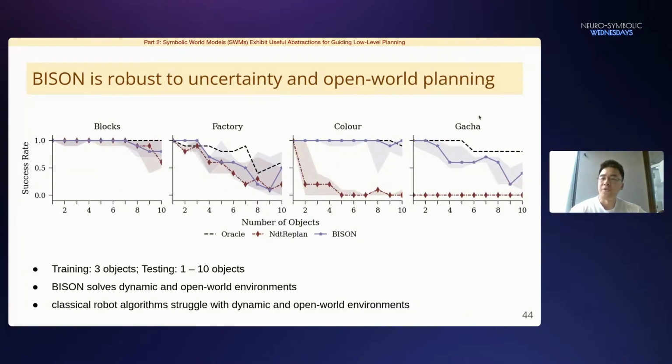Another takeaway of our approach is that, again, our approach is more robust to uncertainty and open world planning compared to other symbolic classical robotics planning baselines, which need to do a combination of execution monitoring and replanning. And we see here that, again, our approach fares very well in such environments compared to replanning and classical robotic algorithms.